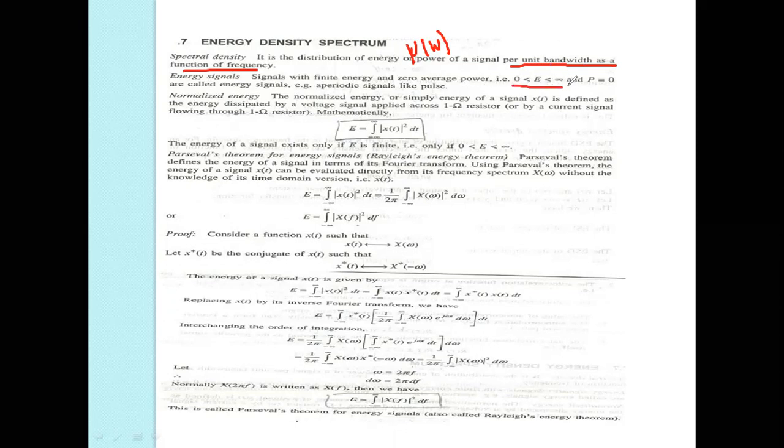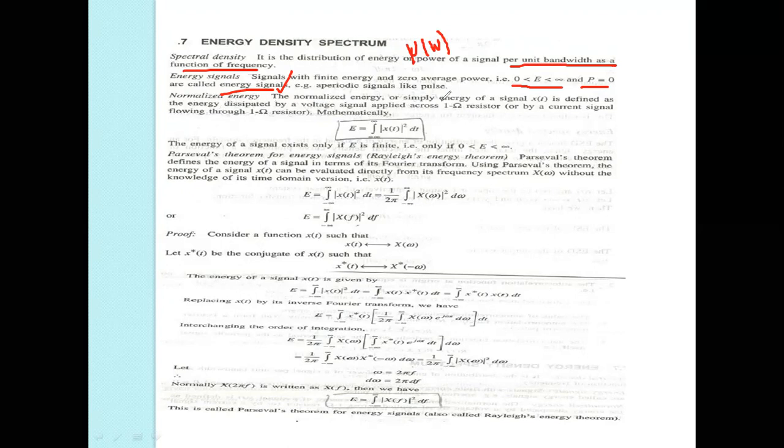Zero is less than the energy, which is less than infinity, and P is equal to 0 are called energy signals. It means the energy varies between 0 and infinity, and at that time the power is equal to 0. You can call it an energy signal. And power signals mean 0 is less than P, which is less than infinity, and the energy is infinite. Then you can say it is a power signal.